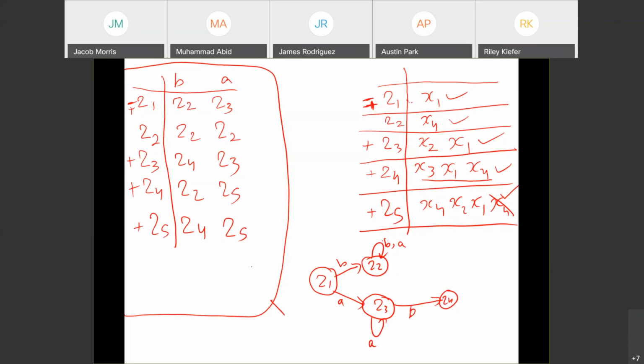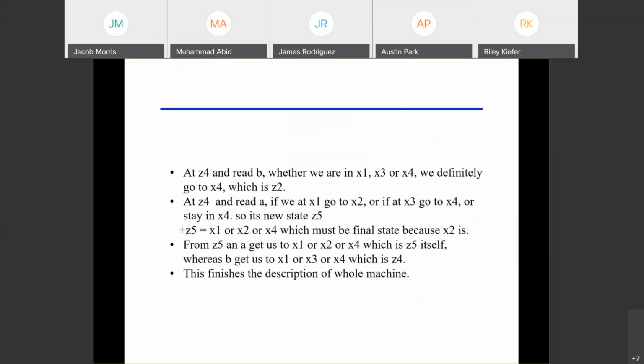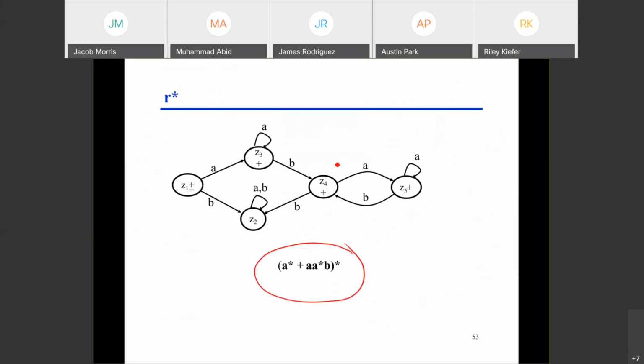Z4, B will take you to Z2, and A will take you to Z5. And Z5, B will take you to Z4. A will be a self loop. It should be something like this. So now let's see this. You see, it is exactly the same thing, Z4 and Z5. This is what we did. So this is good. So any questions, guys?